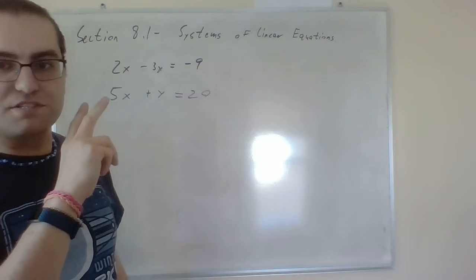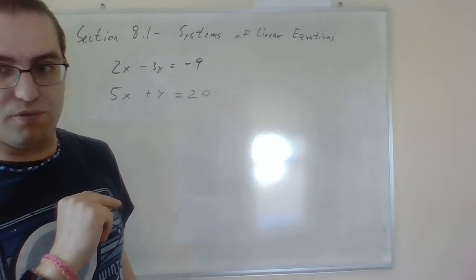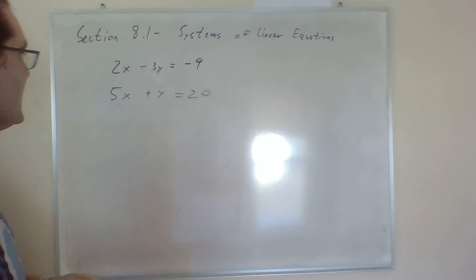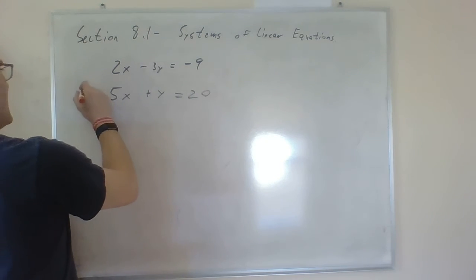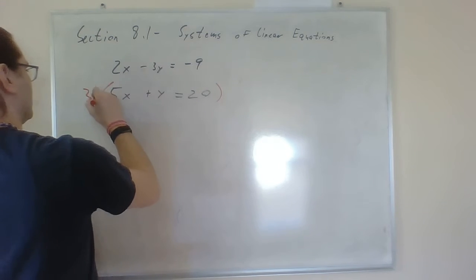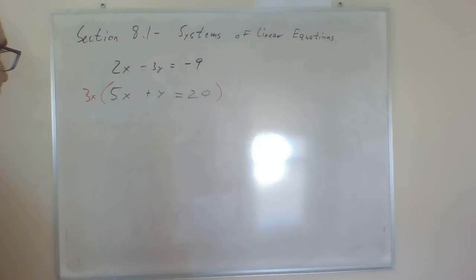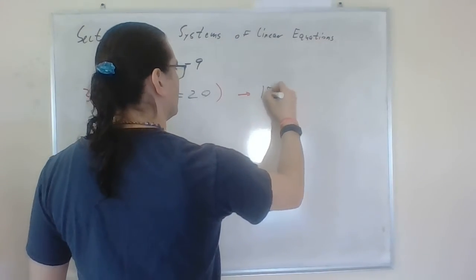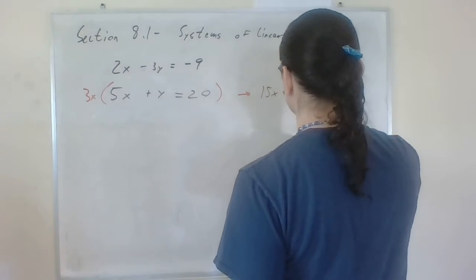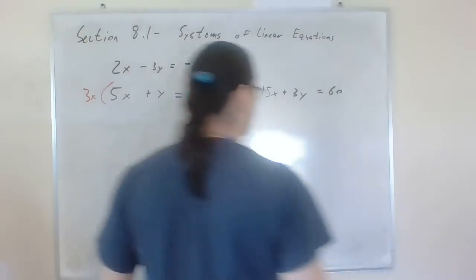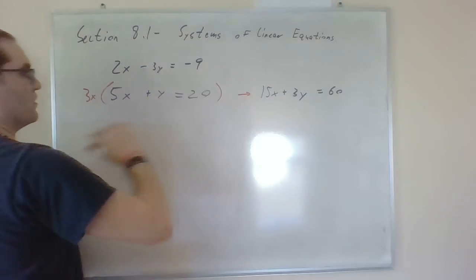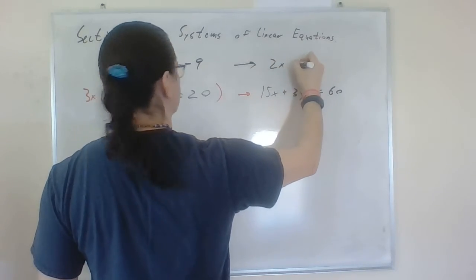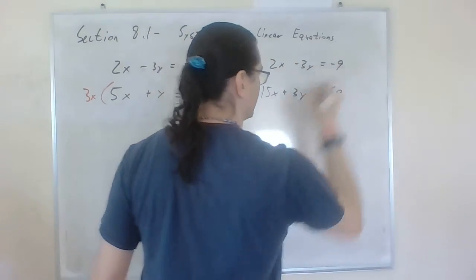Adding these two equations together becomes really helpful when it eliminates one of these variables. Right now, that's not going to happen, but imagine if we multiplied this entire equation by 3. Then it becomes 15x plus 3y equals 60. And this one, I'm going to leave alone. I'm not going to change it at all. It's going to stay 2x minus 3y equals negative 9.